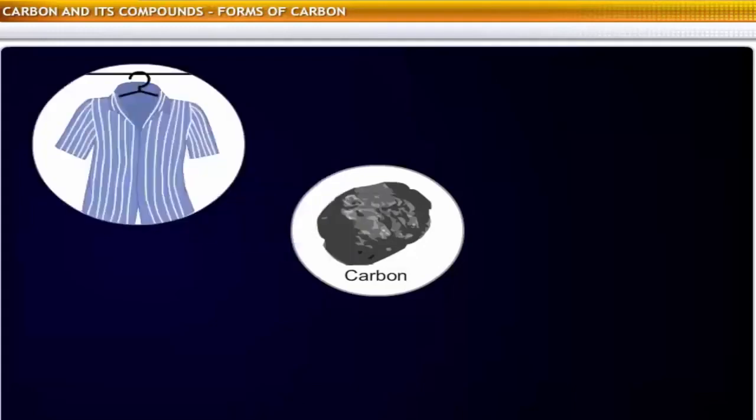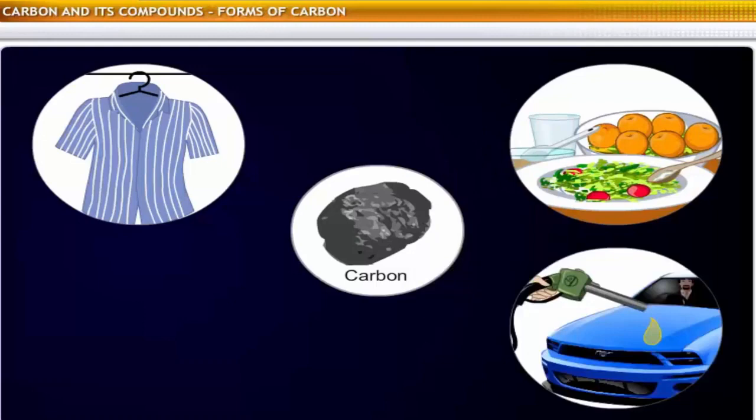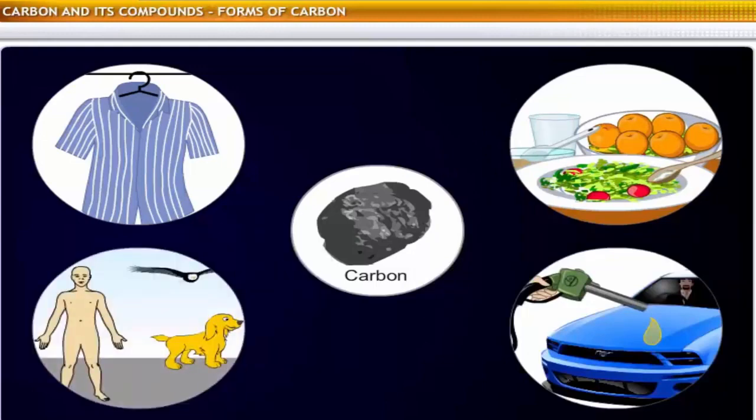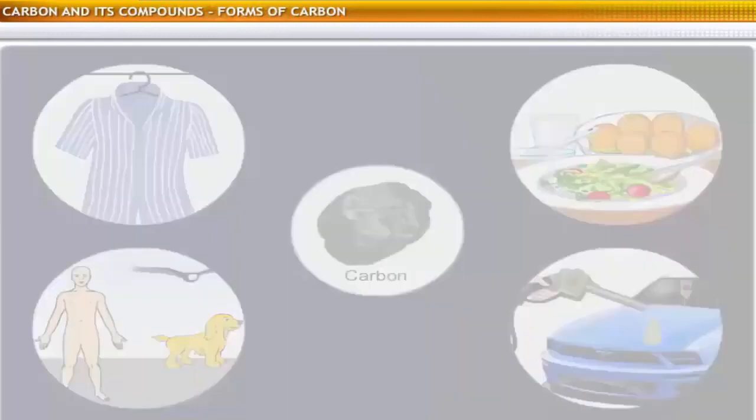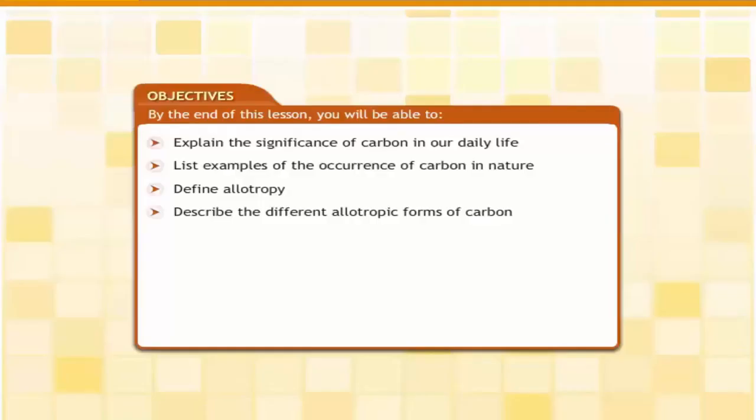It is present in the clothes you wear, the food you eat, the fuel in your car, and in the tissues of all living beings. No wonder, carbon is the sixth most abundant element in the universe. This lesson is about the different forms that carbon takes.